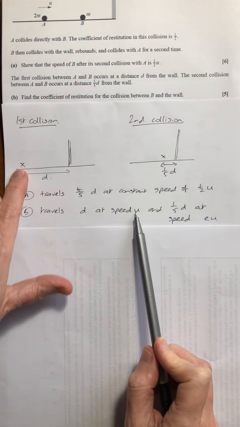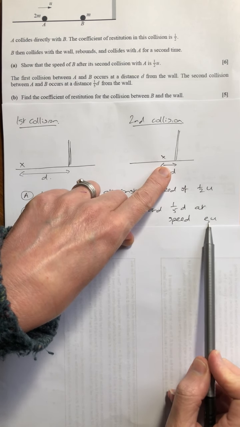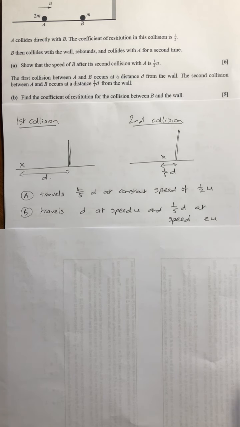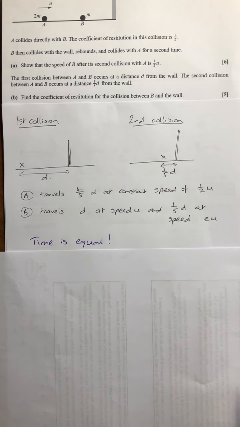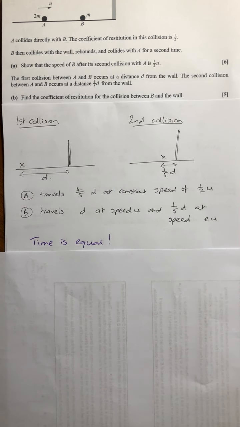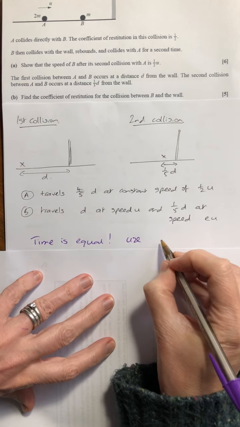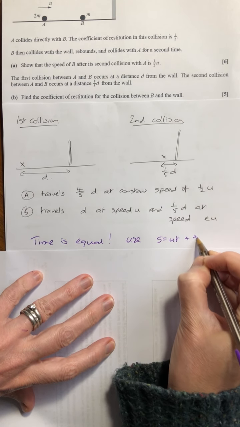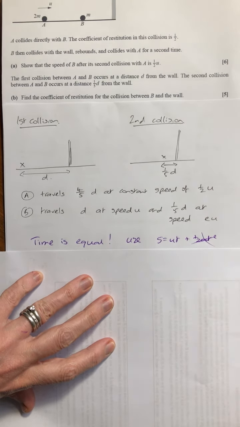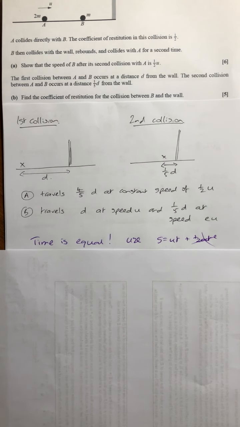So it travels D, this bit at speed U, collides, hits the wall, and of course that speed is equal to EU. Time is equal. Of course, we are colliding there, it's getting to the same point at the same time. So what we're going to be using is an equation that involves distance, speed and time. Well, S equals ut plus a half at squared, but of course acceleration is 0. So it's basically distance equals speed times time, only we don't like to call it that because we can sometimes go wrong if we use those.